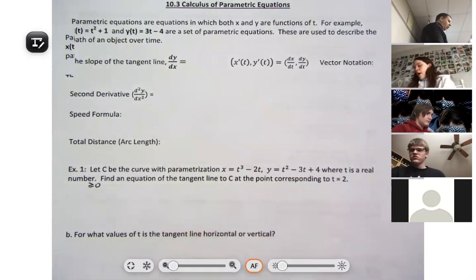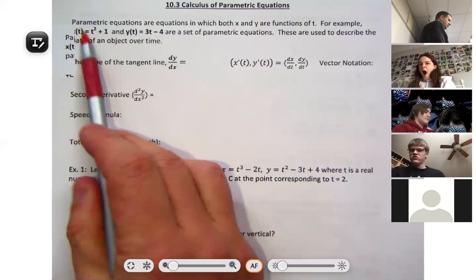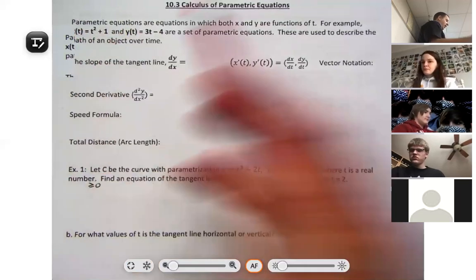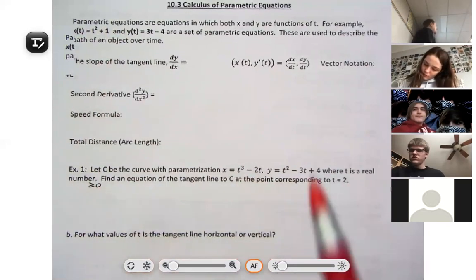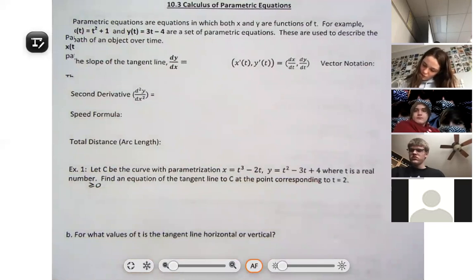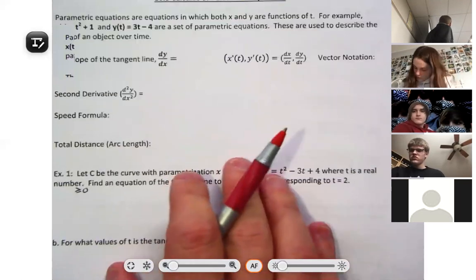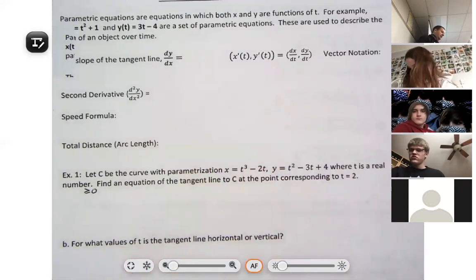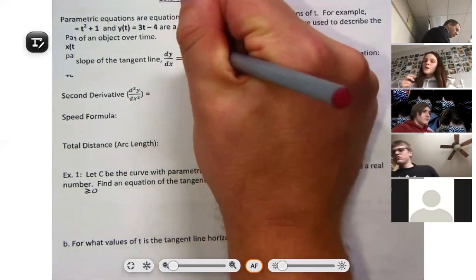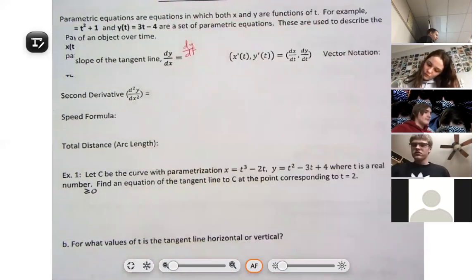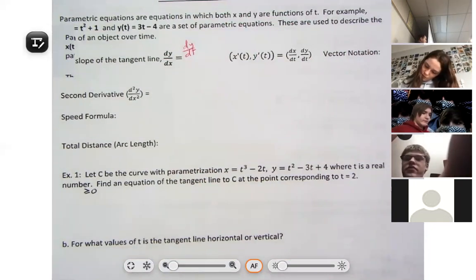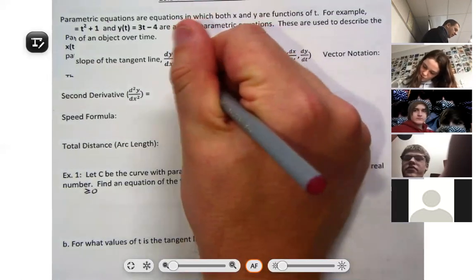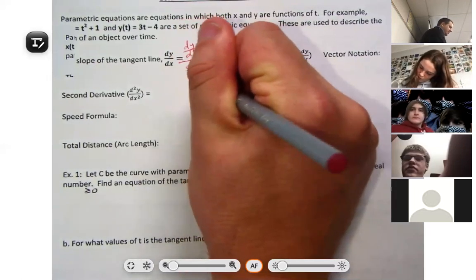Okay. So parametrics are always defined as 2 separate functions in terms of t to find an x coordinate and a y coordinate. And it's used to describe the path of an object over time. So the first thing we're going to find is dy/dx. It's a formula. So the questions are going to say, what's dy/dx? Find the slope of a tangent line, or find the equation of a tangent line. Here's your equation for dy/dx. The first thing you're going to do is find the derivative of y with respect to t. So you look at your y equation and you just find the derivative of that. And then you're going to divide that by the derivative of x with respect to t.